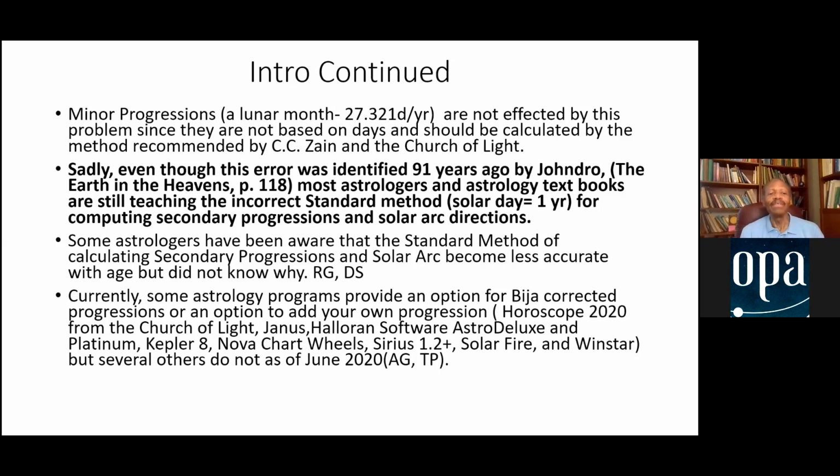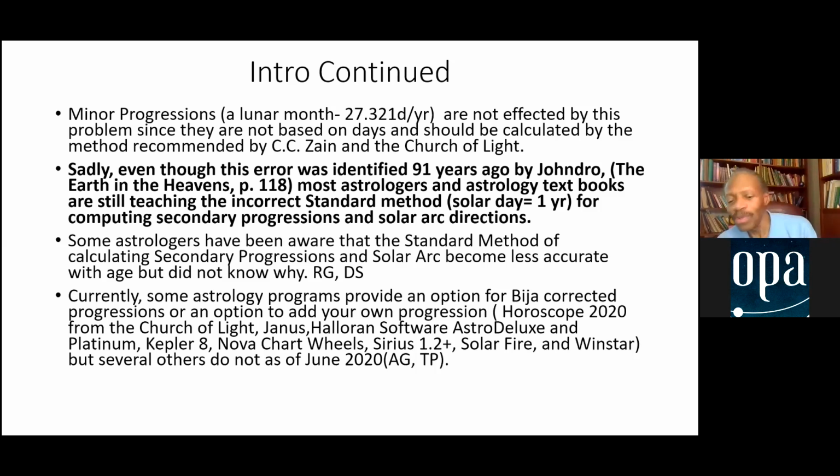So as I mentioned, sadly, even though this error was identified by Johndro 91 years ago in the book The Earth and the Heavens, most astrologers and astrology textbooks are still teaching the incorrect standard method for computing secondaries and solar arcs. And currently, some astrology programs do provide an option for Bezier-corrected progressions or an option to add your own progression. And the list of them are shown below. I'm not going to go through all of those. Some of these programs are listed, such as Kepler 8, Nova Charts, and Sirius, and Solar Fire and Windstar actually have an option for Bezier-corrected progressions built in, as does the Church of Light system.